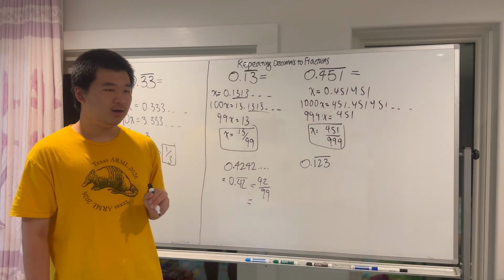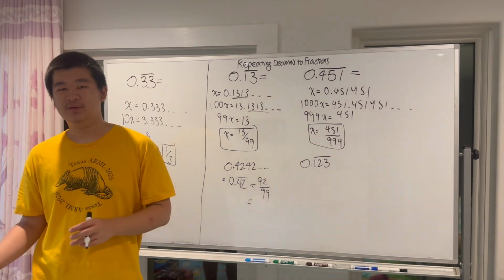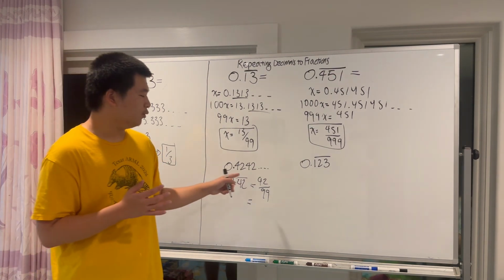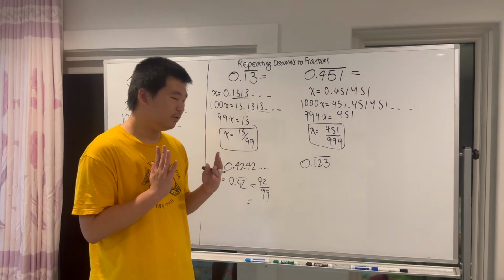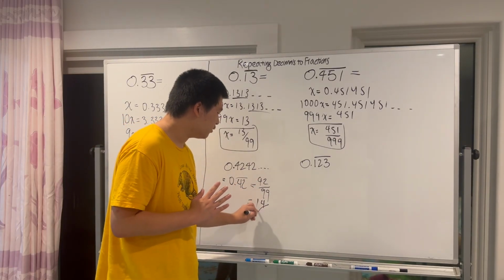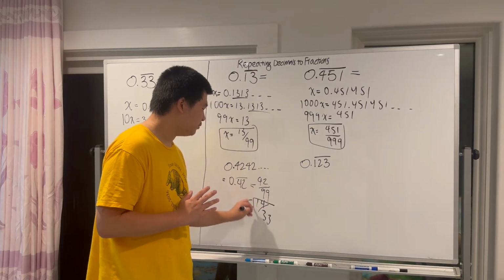How can it be simplified? Well, 99 is 9 times 11. So we should be on the lookout for a multiple of 3 or a multiple of 11 up here. And 42 is a multiple of 3. And so it actually simplifies to 14 over 33. This is what you would write in contest.